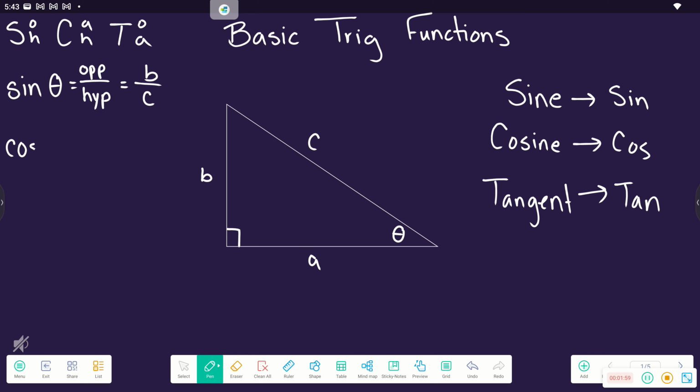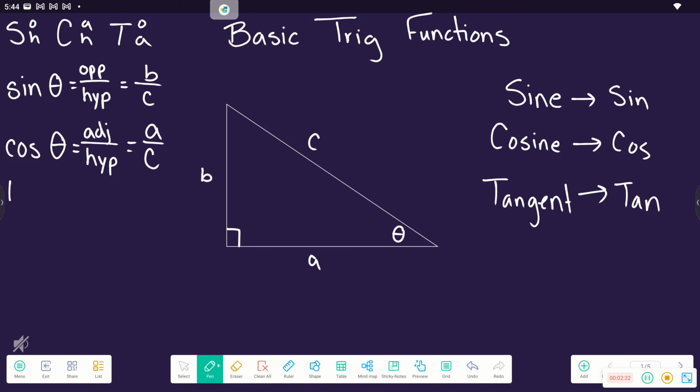For cosine of theta, we are doing adjacent over hypotenuse. Okay, adjacent means next to. So if I'm looking at theta, the side that's right next to it is A, and my hypotenuse is still C. My hypotenuse hasn't changed. It will never change. Your hypotenuse will always be the same.